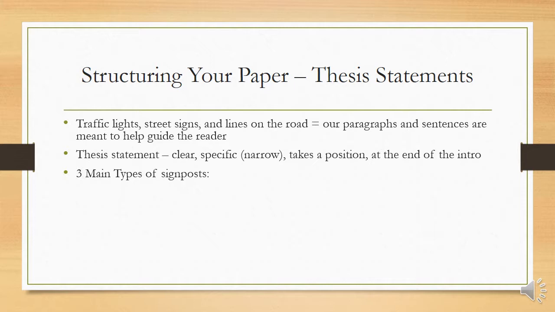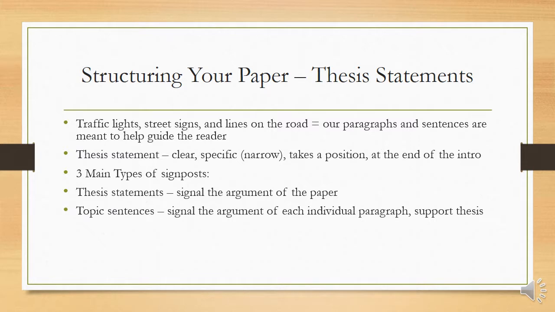Before we go into the specific examples, I want to give you some more signposts. So thesis statement signals the argument of the paper. Topic sentences are what we'll talk about after thesis statements. They signal the argument of each individual paragraph. These are also often called supporting points. You have several points, several ideas that help support the main point or the thesis. And you want to mention those in the first sentence of a body paragraph so the reader knows what that paragraph is about. And we'll talk about those more after we talk about thesis statements.